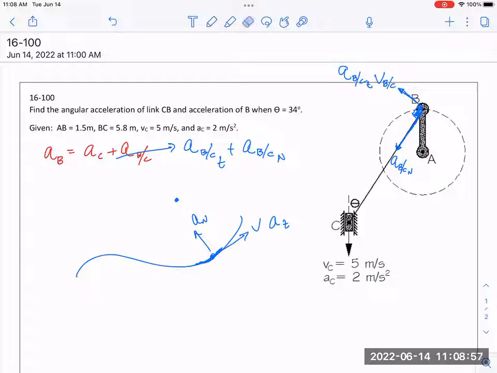So normal is the direction change. Tangential is literally the speed change. And notice we have a speed change down here. Like we're told, it's going 5 meters a second, but guess what? It's actually speeding up at 2 meters a second. Okay, cool.